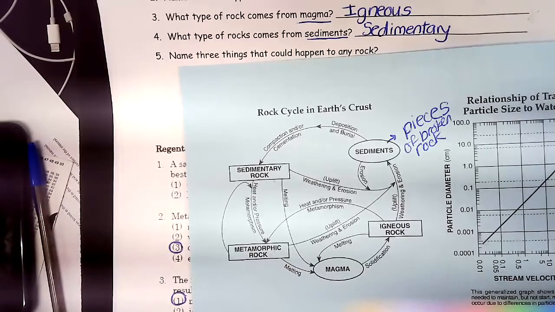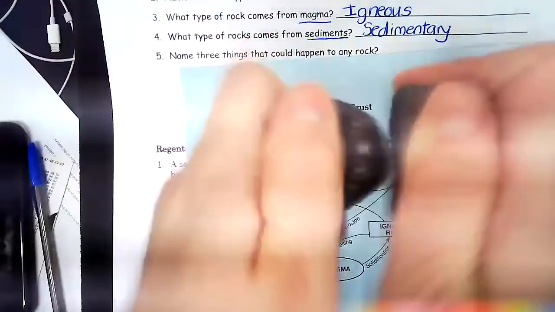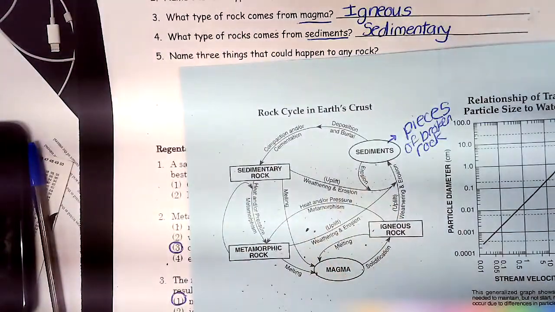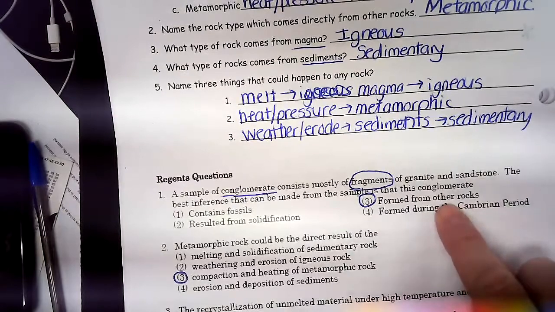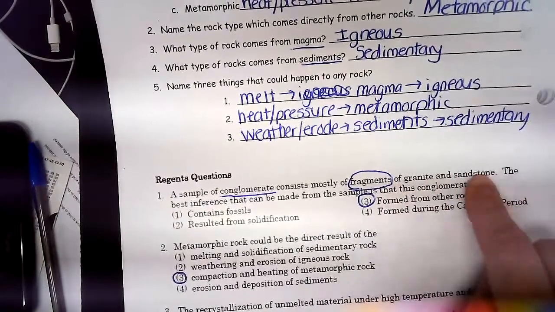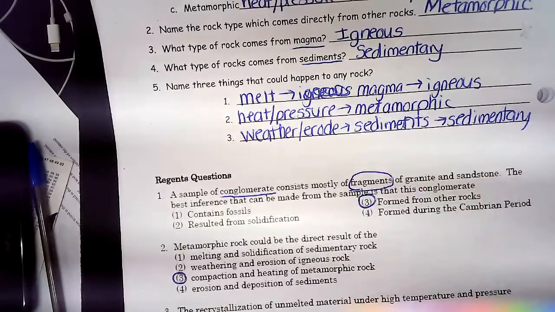I can take two rocks and set them together, and those little pieces I'm making, those little pieces are all sediments. That's how sediments form. So anyway, there's sediments of granite and sandstone. The best inference that can be made about the sample is that conglomerate is formed from other rocks. So conglomerate has pieces of granite and sandstone in it, so it must be formed from other rocks.